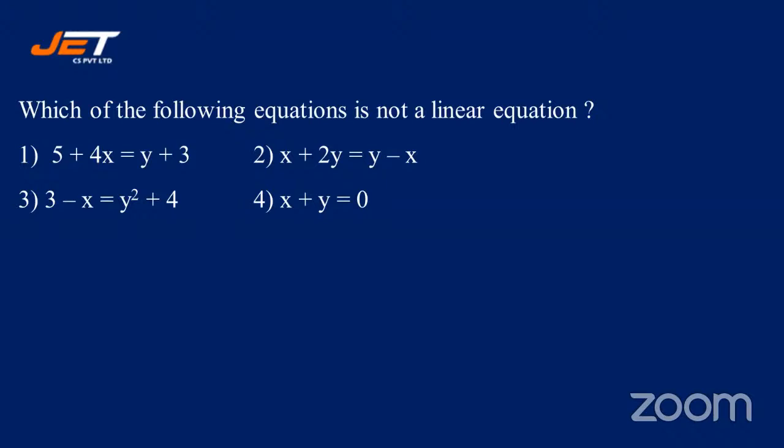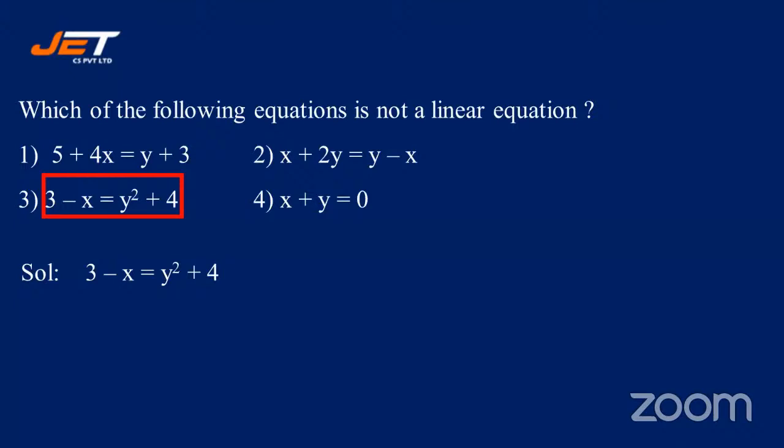All right. So being the first question, we'll do it for you. It is option 3, 3 minus x is equal to y square plus 4. Because a linear equation should always have two variables x, y, or it can also have three variables x, y, and z. For example, x plus y is equal to 0, or x plus y plus z is equal to 3, like that.